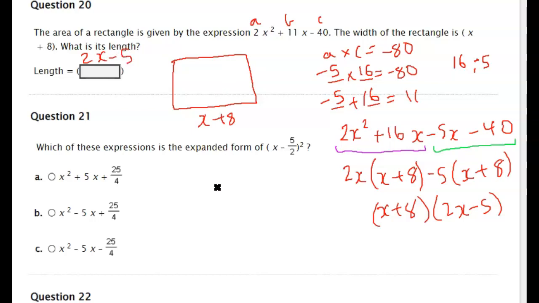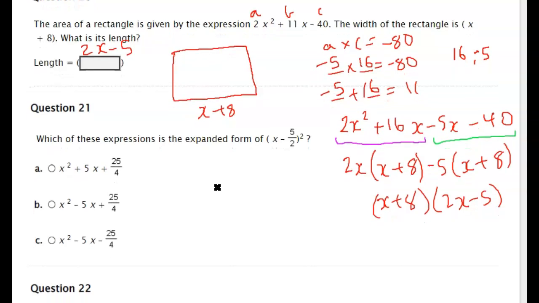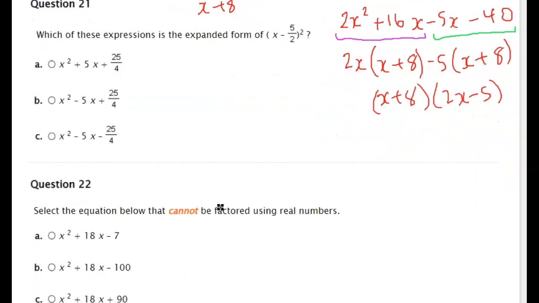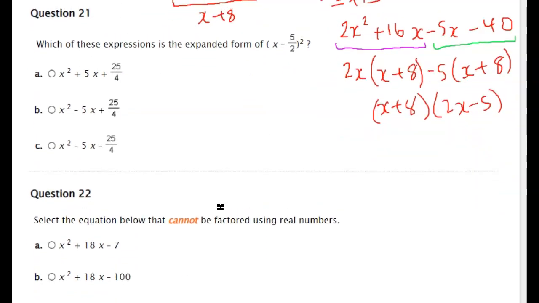And you don't have to work out what x is because they haven't told us what the area is. If we knew what the area was, you could probably work out what x is. Okay, so question 21. Which of these expressions is the expanded form of (x minus 5 over 2) squared?